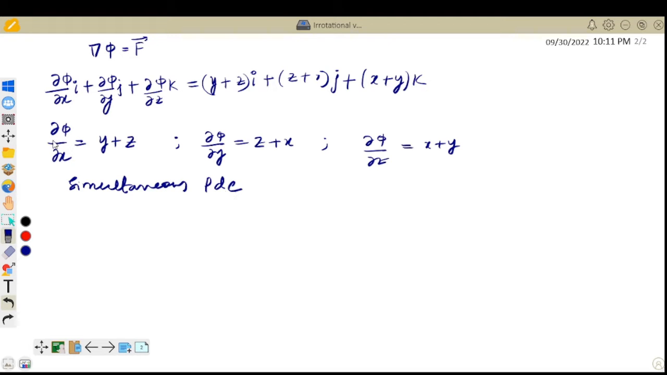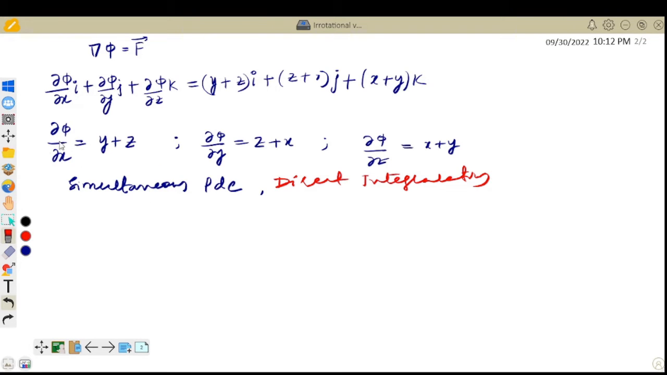Partial differential equations. So how to solve these ones? These are solved with the help of direct integration. Direct integration. Students, we are already aware of the direct integration method in partial differential equations. Okay, it is very easy.